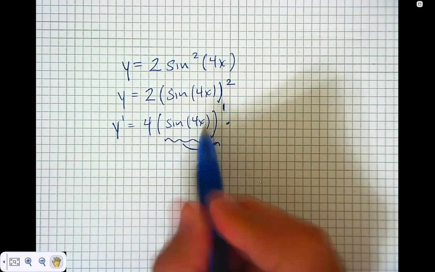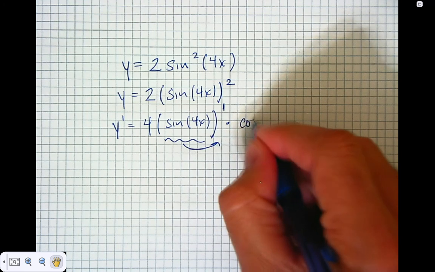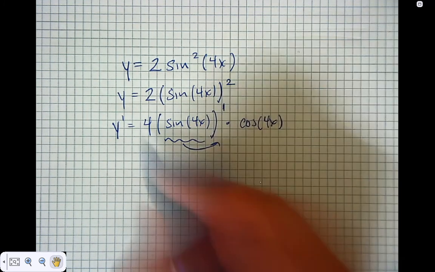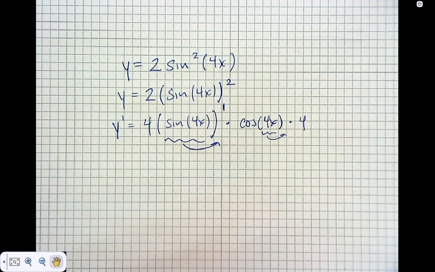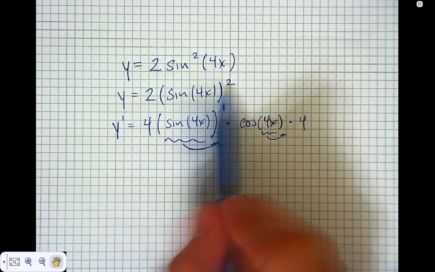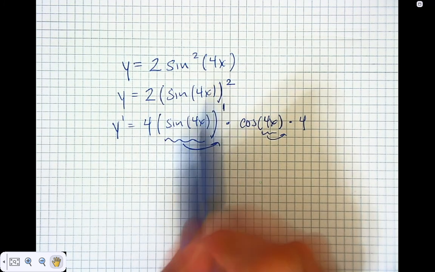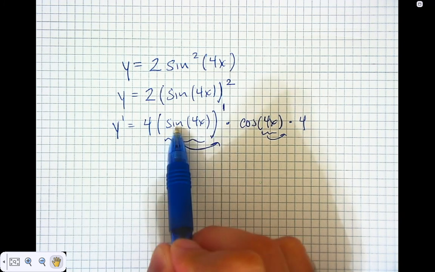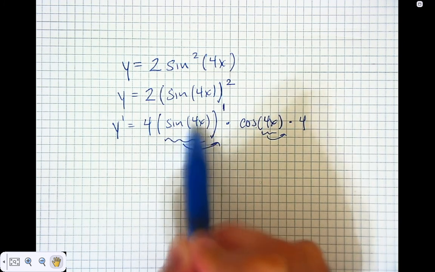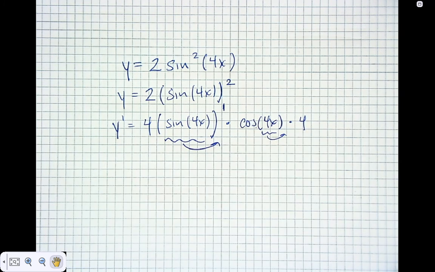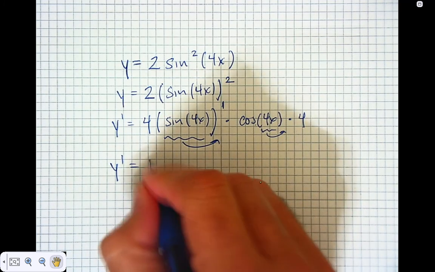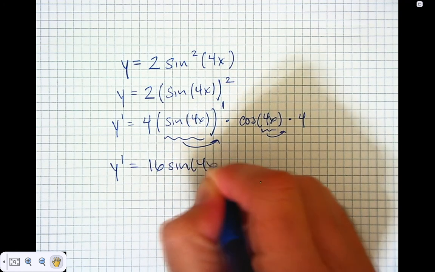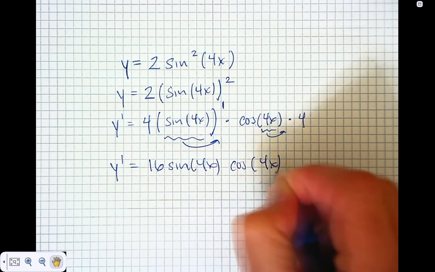The derivative of all of that would be cosine of 4x. But then I still haven't taken the derivative of the 4x, so I need to multiply by the derivative of 4x, which is 4. How do I know I'm done? It's a good question. Well, I did the power rule, so I took care of the overall function. Then I multiplied by the derivative of this, which was cosine, but I never took the derivative of 4x, so I have to also take the derivative of that. For a final answer there of 16 sine of 4x cosine of 4x.